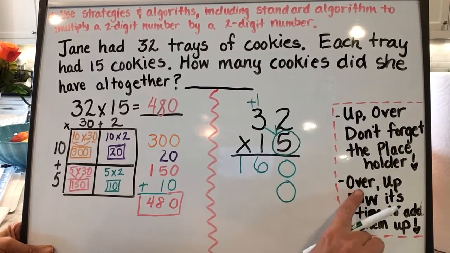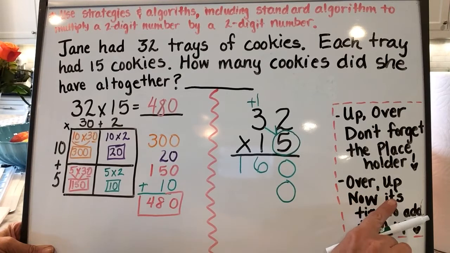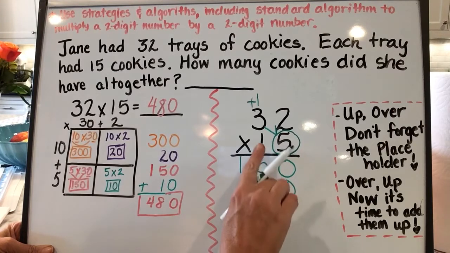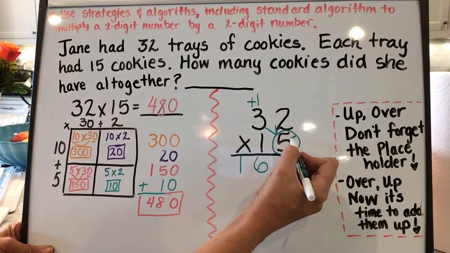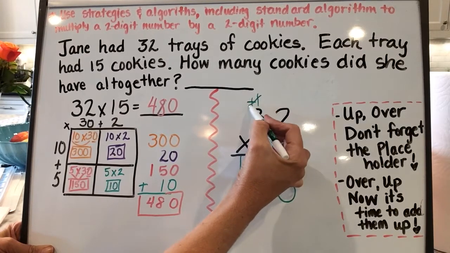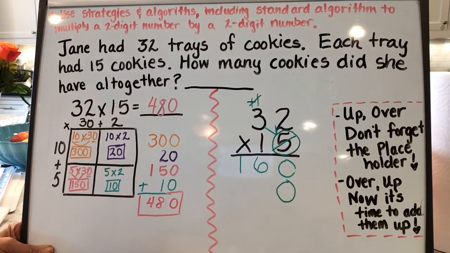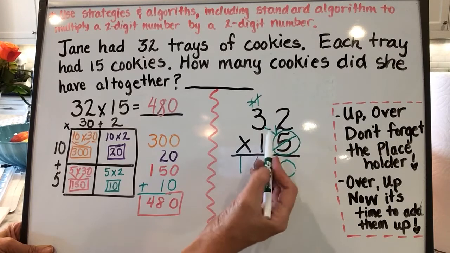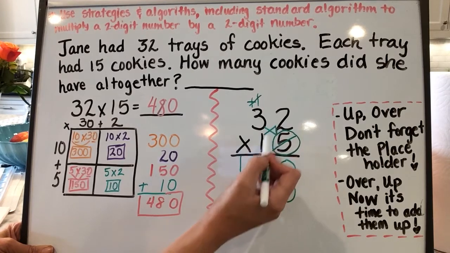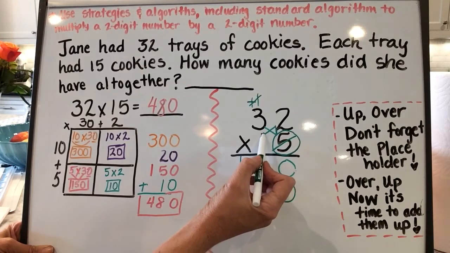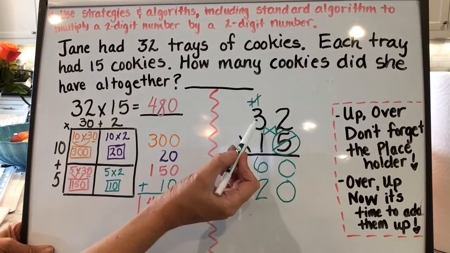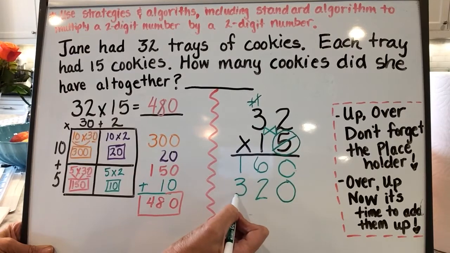So now we're going to say over, up. Now it's time to add them up. So we're done with this side. A lot of times I like to cross this out and cross that out because we're done with those, okay? So I can say over, I'm going to go over here. So 1 times 2 is 2. And then I can go up. 1 times 3 is 3.